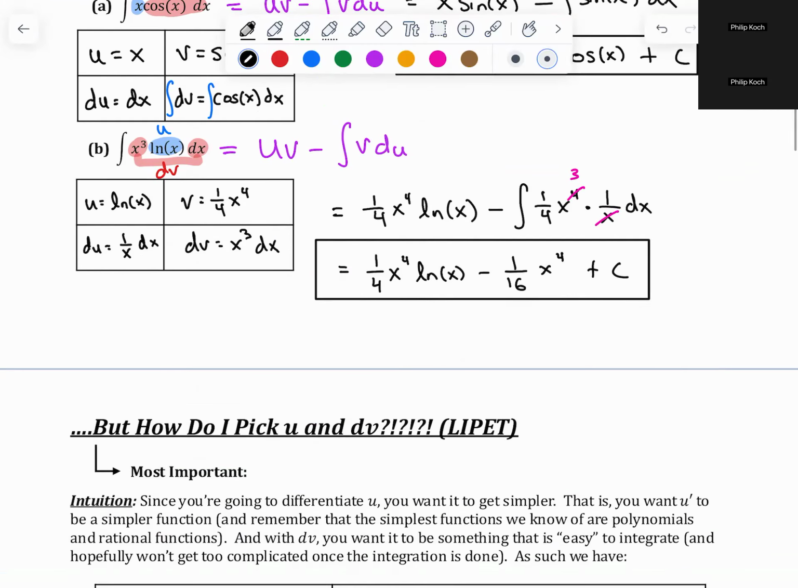Okay, so what I'm imagining a lot of you are saying is, well, cool, Phil, you showed us how to do it, but how do I do it? How do I pick u and dv? There is another acronym that people go by. I think they flip I and L, and they don't write polynomials, they write something else. But the way I learned it, and it's a great little term, is LIPET. LIPET, LIPET. But above everything else, the most important thing is to experiment.